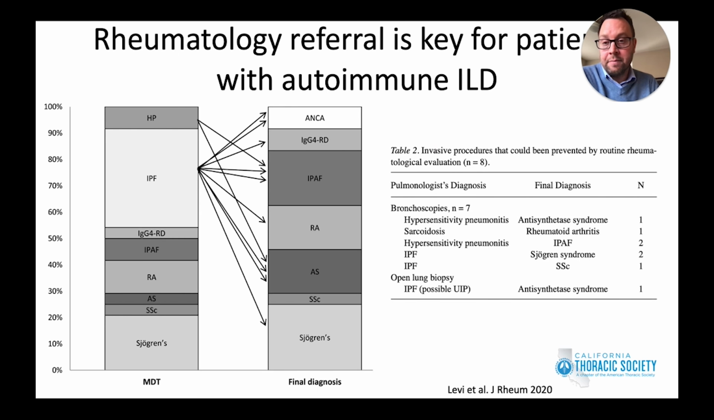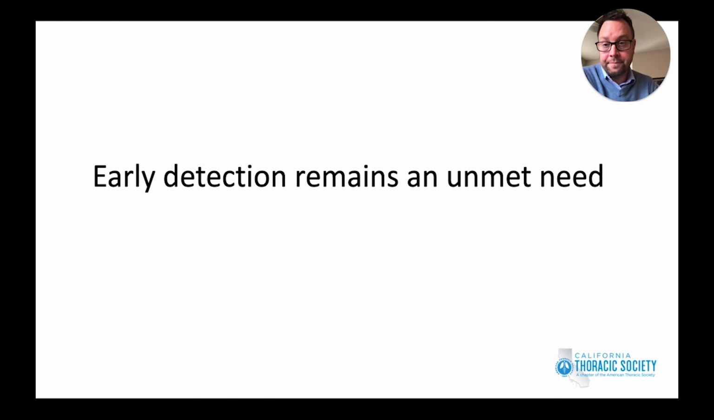Classification is also important because if there's some degree of suspected autoimmunity, referral to your rheumatology colleagues is very important because, as you can see by this study just published last year, patients with IPF and HP who initially received this diagnosis through an MDD were referred to rheumatologists and ended up with a lot of different diagnoses here. So ILD classification is important not only for prognosis but for getting the right diagnosis, and you want to bring in as many of your colleagues as you can in this process.